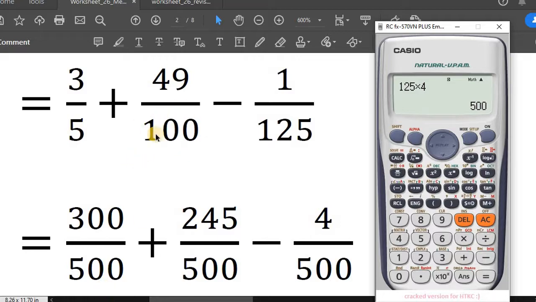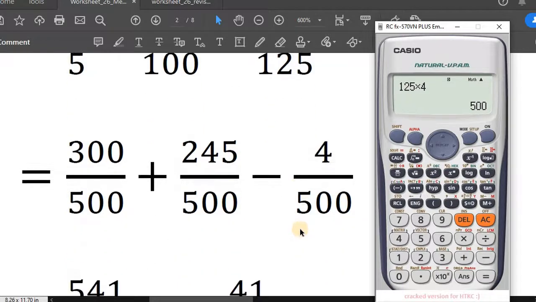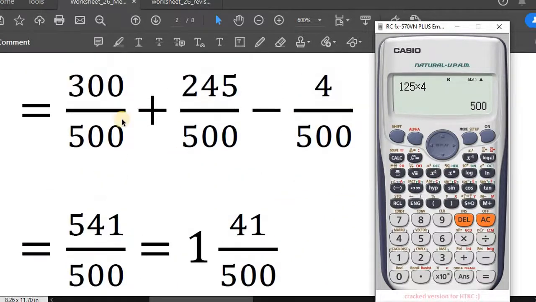What do I need to do to this 100 to make it become a 500? I need to multiply by 5. So we got 49 times 5. That's how we got that, right? Then this 125 we said times 4. 125 times 4 is equal to 500. 1 times 4, there we go. Now once that's done, we can simplify it, right? We're saying 300 plus 245 minus 4.